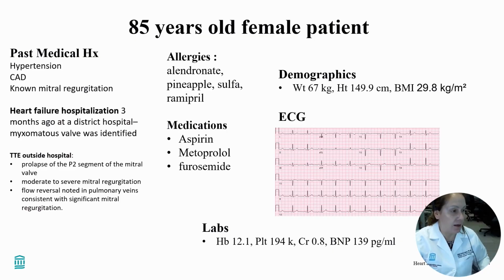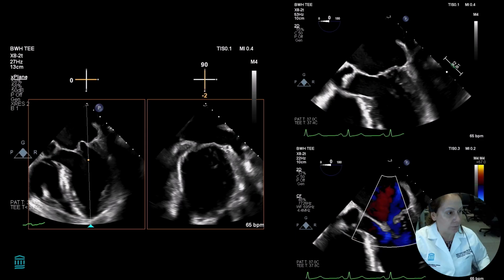As you can see here, she's on aspirin, metoprolol, and furosemide at the moment, and she has a BMI of 29.8. And here she has normal creatinine and a BNP of only 139. So after the TTE, the next step would be to do a comprehensive transesophageal echo.